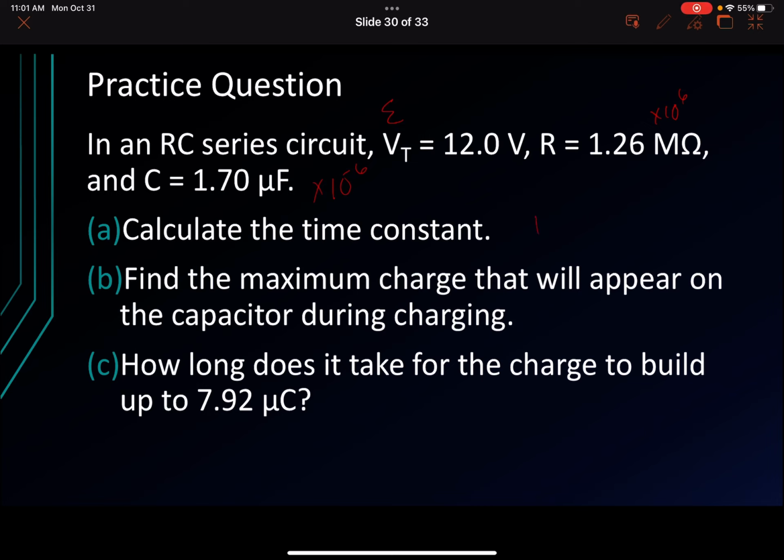So our time constant is tau, and that is going to be RC. So we're going to multiply those two together to get our time constant. Then it's going to ask us to find our maximum charge. Our maximum charge, remember, goes back to our capacitor equations, where our Q max is equal to our capacitance times our total voltage. So C is where it gets kind of interesting. So let's go ahead and answer A and B first, and then I will walk you through C.